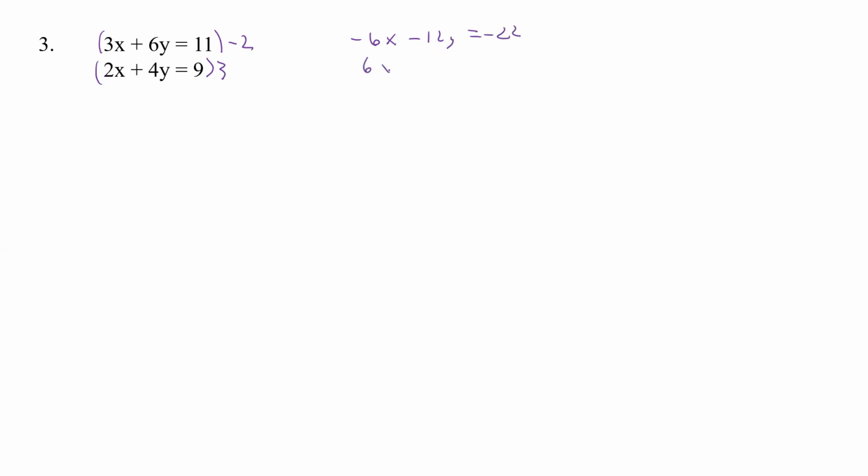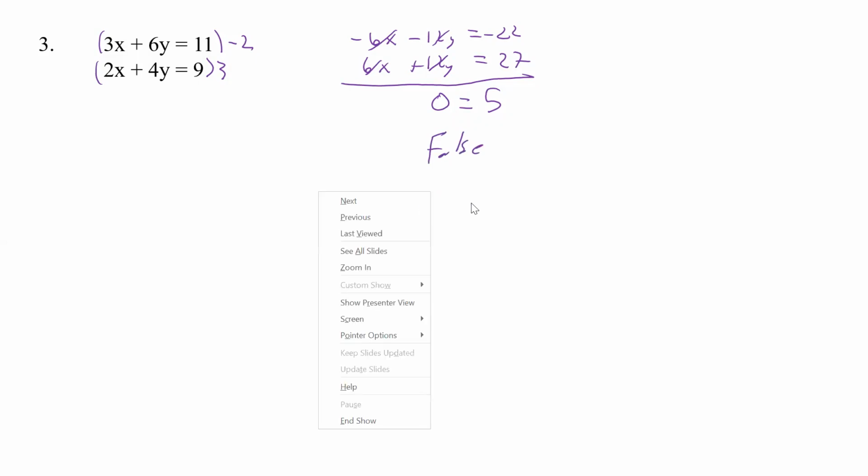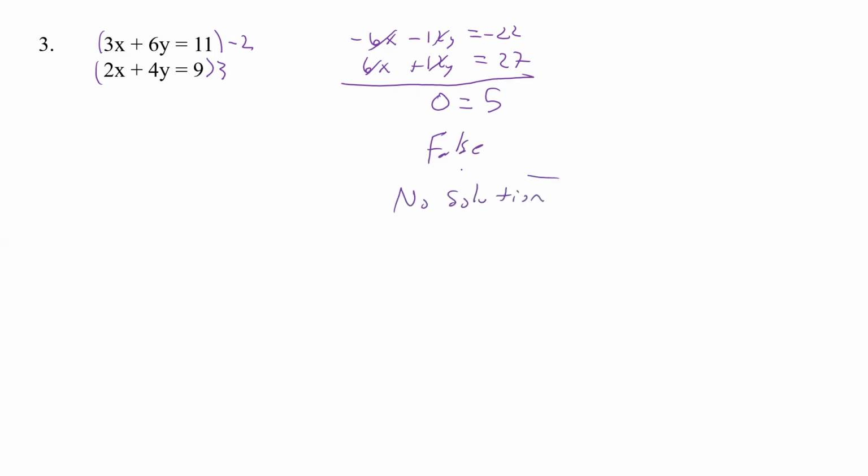Here I'll get 6x plus 12y equals 27. Well, that cancels that. That cancels that. So I get 0 equals 27 minus 22 is 5. Well, that's false. So there's going to be no solution. Okay, so a simple system looks easy, but there's no solution.